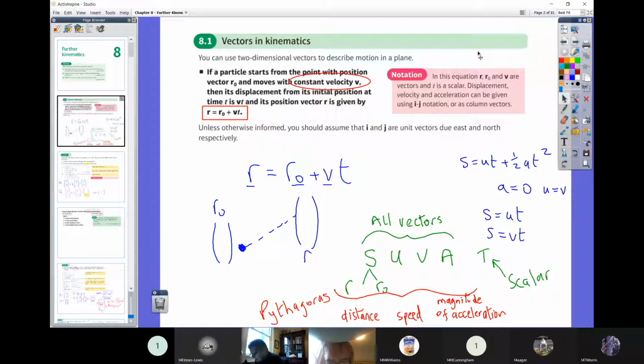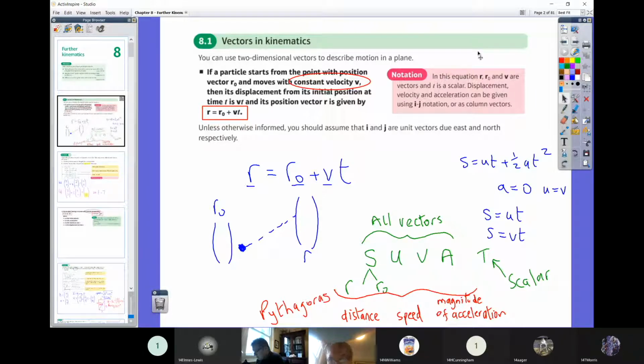So SUVAT, as we know, S is displacement, U and V are the initial velocity and the final velocity, A is the acceleration and T is time. Now, the first four are all vectors. They can have direction. So throughout this part of the chapter, those four can be vectors, or they can be in the i, j format.